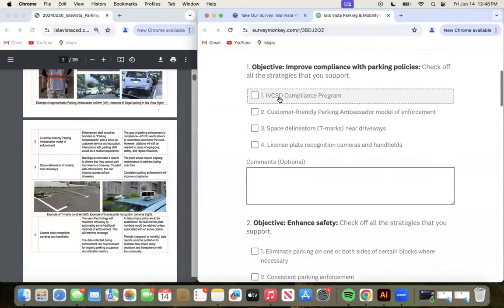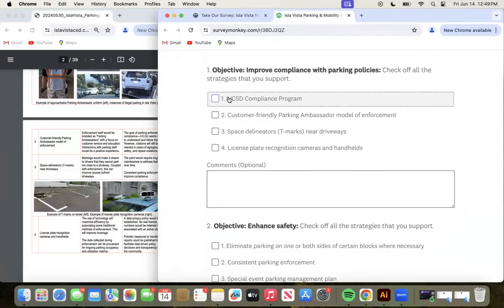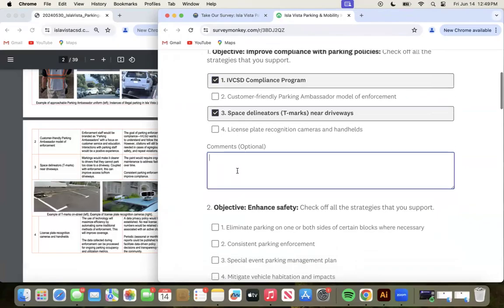And as we go through this tutorial, I will be arbitrarily giving examples of things that people might want to say or answer choices that people might want to check off just to walk you through the survey. Please do not take any of my answers into consideration. These are just completely arbitrary for the purposes of the survey. Please answer the survey with your own thoughts and opinions and considerations on what you would like to see in Isla Vista. So if you support the strategy, check it off, and you can write down any considerations or worries or qualifying statements that you might have below.